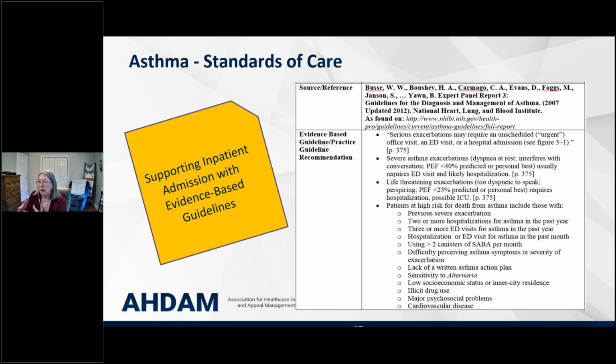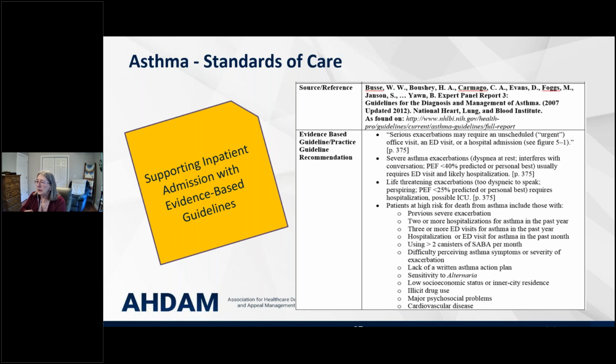But you can look at, are they dyspneic at rest? Are they too dyspneic to speak? Are they perspiring? That's life-threatening exacerbation that requires hospitalization and possibly even ICU. So that's an example of how some of these standards of care articles can help support that this patient did need a hospital admission because they presented with severe asthma exacerbation or life-threatening exacerbation.